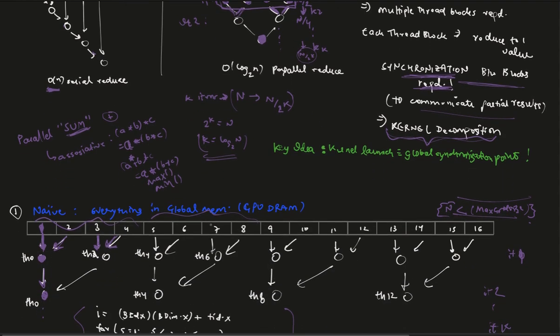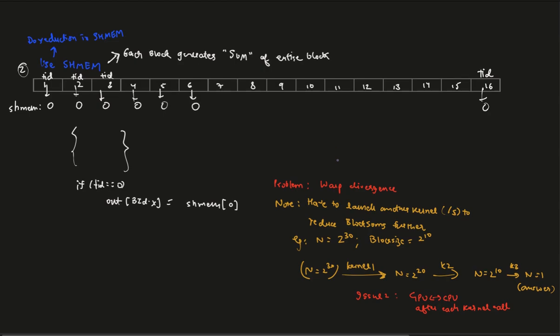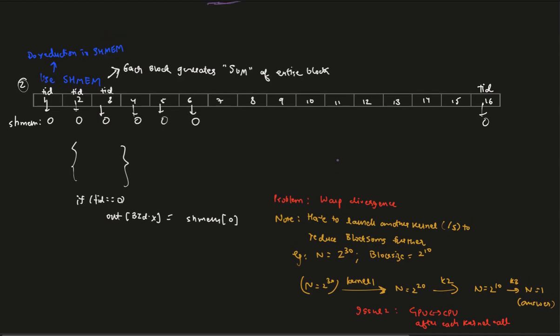Okay, so this is the key idea: each kernel launch serves as a global synchronization point. So using each kernel call, we can do global synchronization, which is not supported explicitly by CUDA. In the second implementation, we use shared memory. We use the same idea that we discussed, where each block reduces a certain portion of the array into the sum of that subarray, and then we use multiple kernel calls.